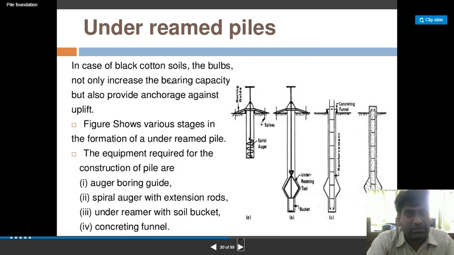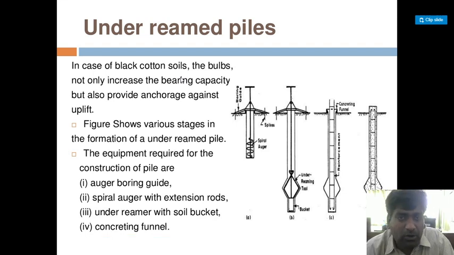Under-reamed piles. In case of black cotton soil, the bulbs not only increase the bearing capacity but also provide resistance against uplift. The figure shows various stages in the formation of under-reamed piles. The equipment required for the construction of the piles are auger boring guide, spiral auger with the extension rod, under-reamer with soil bucket, and concrete funnel.